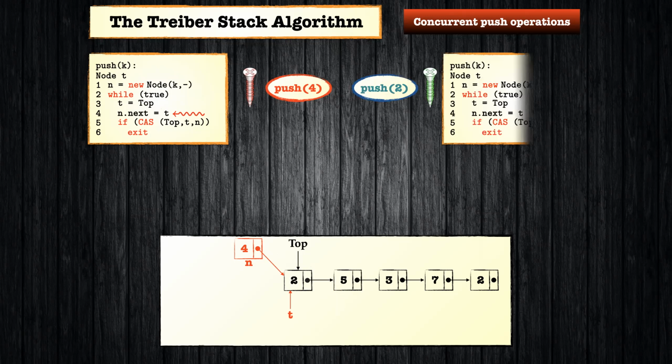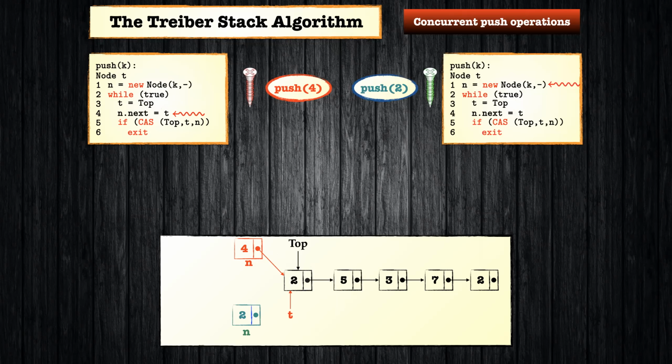But before doing that, the green thread will come and does the same thing as the blue thread did before. Create a new node with key 2, go to the while loop, define your local pointer T to point to top, define the next pointer of your new node to point to your T, the green T here. Do the CAS operation. In this case, the green thread will succeed because the T is equal to top.